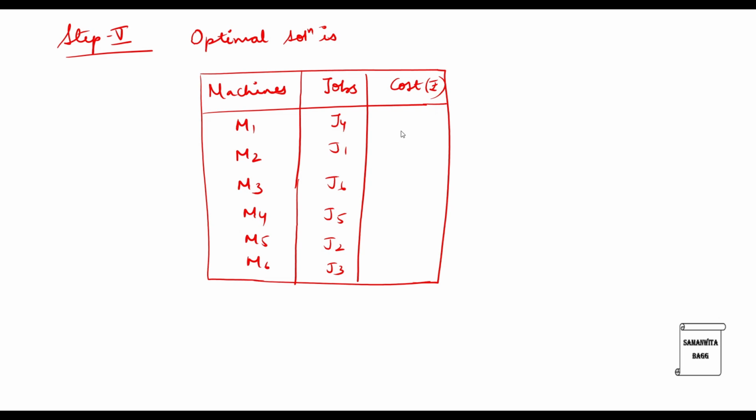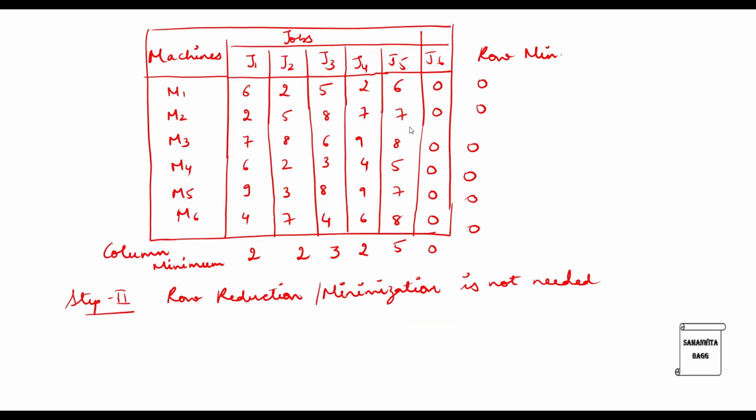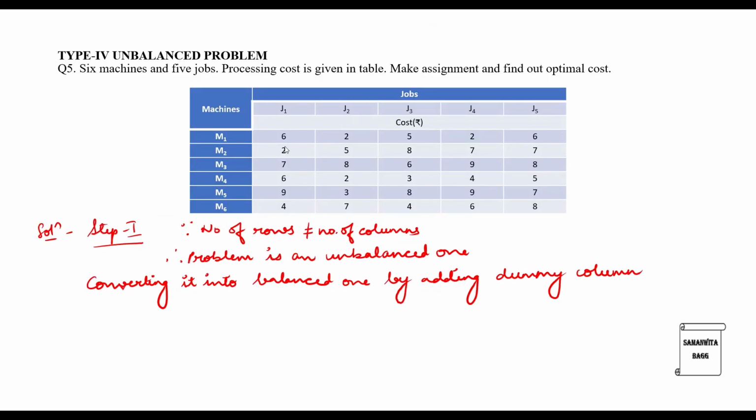The first table is of cost in rupees. So we can see that the first machine is allocated to the 4th job. So this value will be 2. Second machine is allocated to the 1st job. Again, this is 2. Third machine is allocated to the 6th one. Since there is nothing here, this will be 0. Or rather, I would say that there is no assignment done for machine 3.